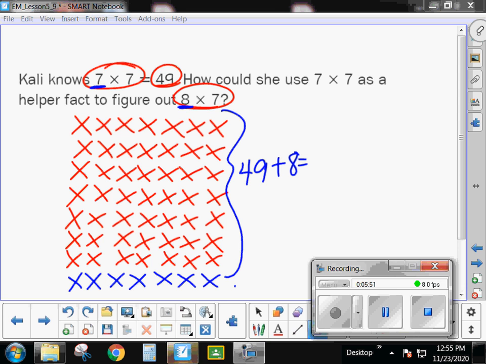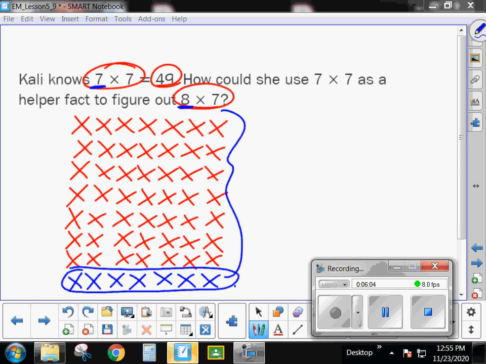Or I'm sorry, I didn't need to add on 8 more. Let me take that back. Hold on a second. My brain is skipping to a different problem. So I had 7 rows of 7. Now I have 8 rows of 7. So how many did I add on? I only added on 7 more because I was just adding on another row of 7. I apologize. I wasn't really focusing. 49 plus 7. And when I do 49 plus 7, I get 56.